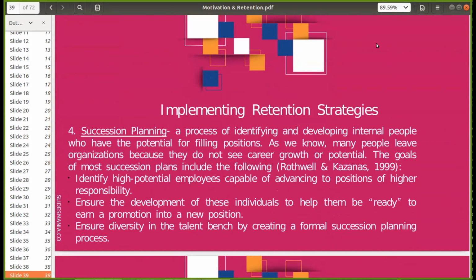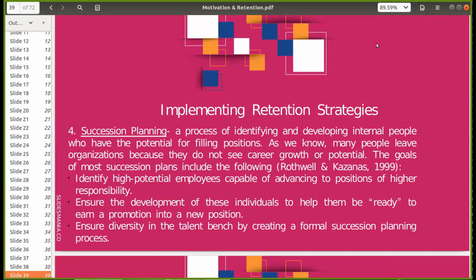Okay, then succession planning. So of course, ito ay a process of identifying and developing internal people sa loob ng company, who have the potential for filling position. Yung mga umalis o yung mga magre-retire, sino yung pwedeng pumalit? Successor, no? Yung mga nagre-resign kasi hindi lang naman yung mga employees na nasa entry level, pwede mga managers nagre-resign din. Lalo na pagka ayaw nila yung sistema ng higher ups or authorities, management. So, umaalis din sila.